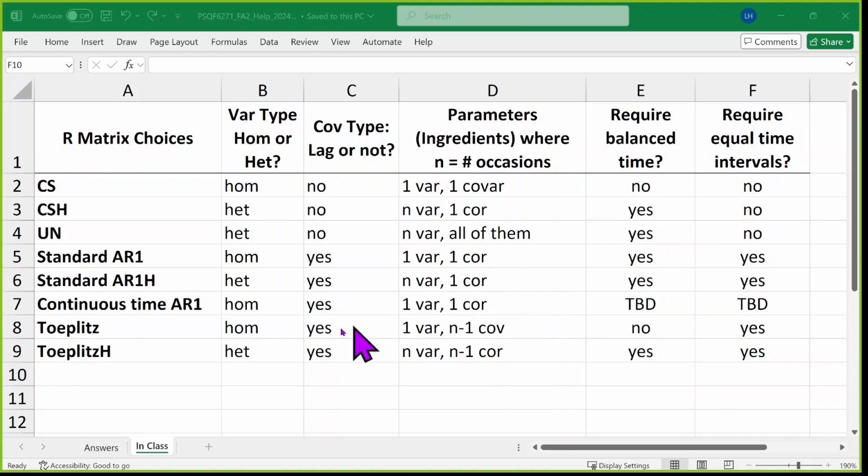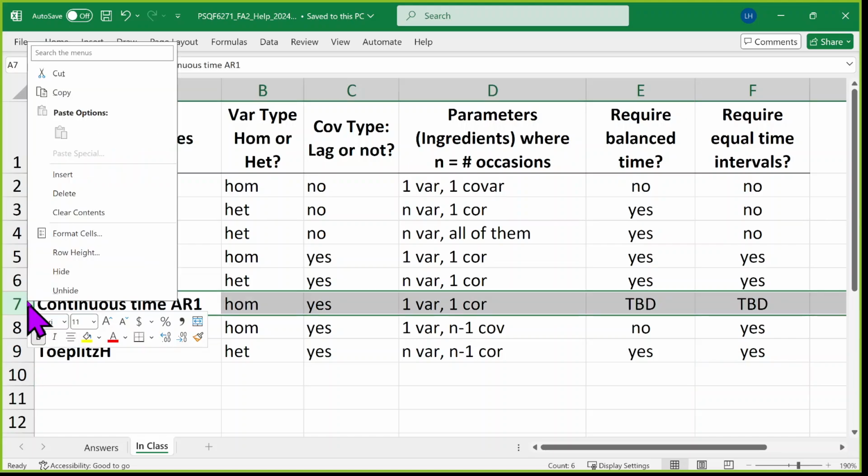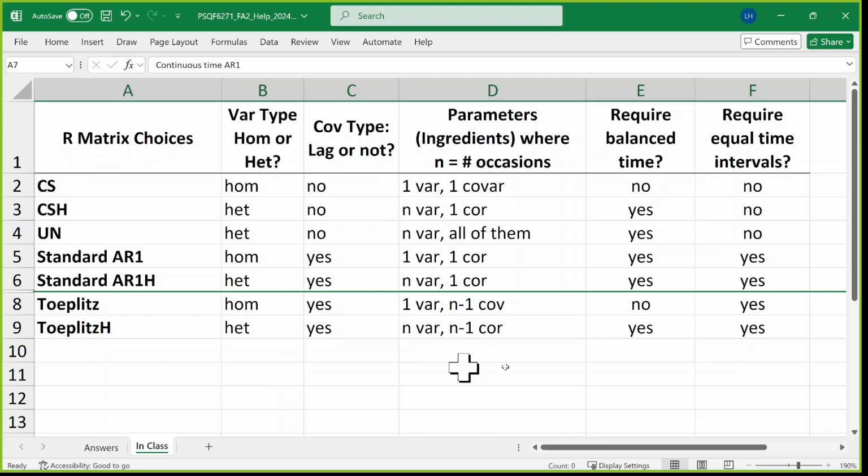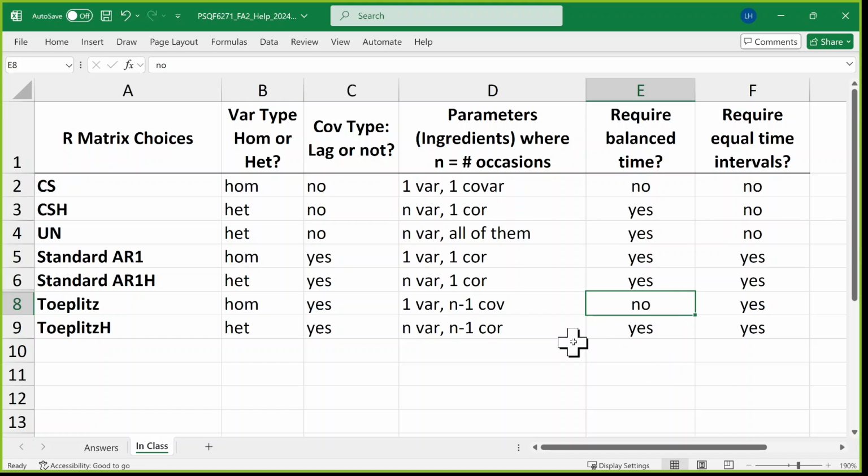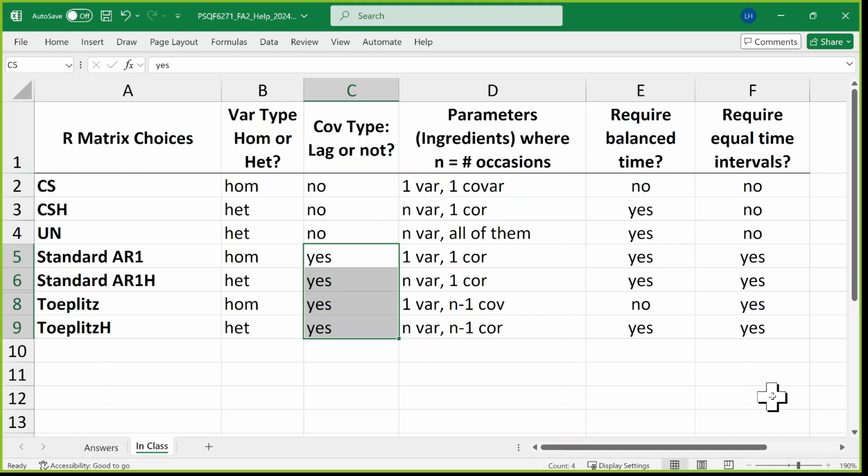Yeah, I think it has to do with the implementation. So if we just pretend this cell doesn't exist here, then it follows the pattern. Anything that's homogeneous does not require balanced time. Anything that has some sort of a lag does require an equal interval. And that does not change, by the way, if we're using a G matrix or not. So the R matrix by itself describes all of the leftover variation and covariation over time using these patterns. If you add a G matrix, that means you're partitioning the total variability into between. Those random effect variances and covariances will live in the G house.